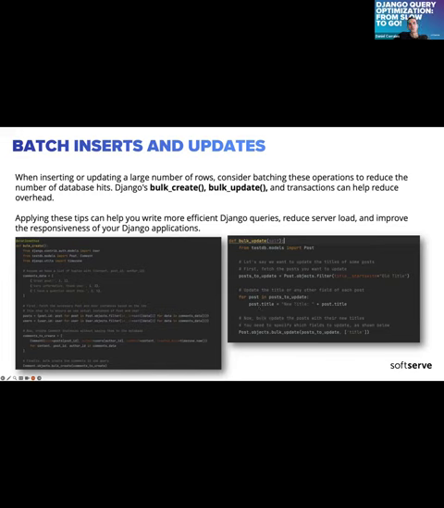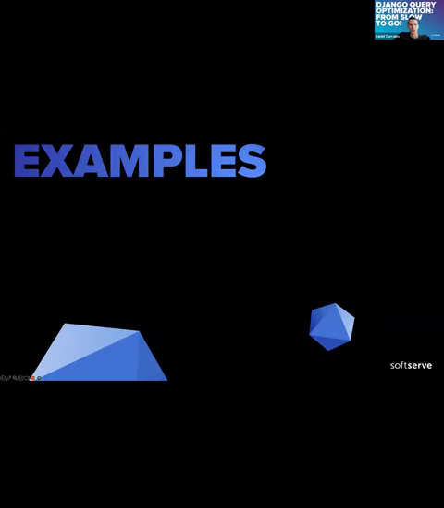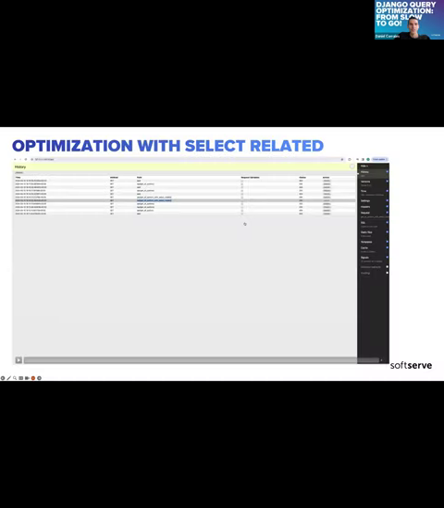And let's go with the examples. This first example is about the optimization with select_related. It is really similar to prefetch_related, and for this reason, in this example we have only that one. There we have the model post, which has the column author with the foreign key. It is the same example as the first slides.